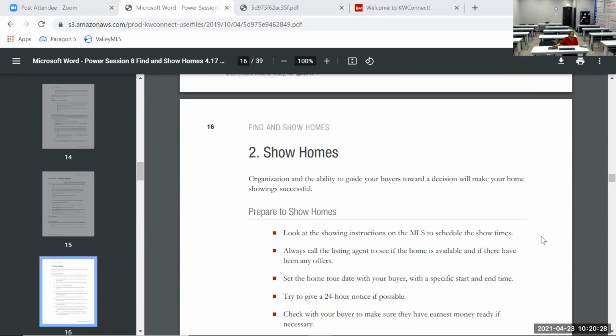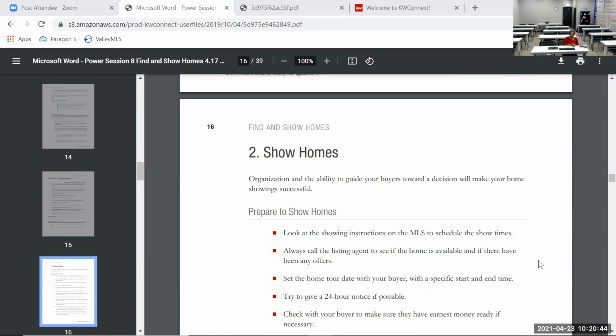Okay, then next you're going to show homes, okay? So organization and the ability to guide your buyers toward a decision will make your home showing successful. Prepare to show your homes. Look at the showing instructions on the MLS to schedule the show times, okay?